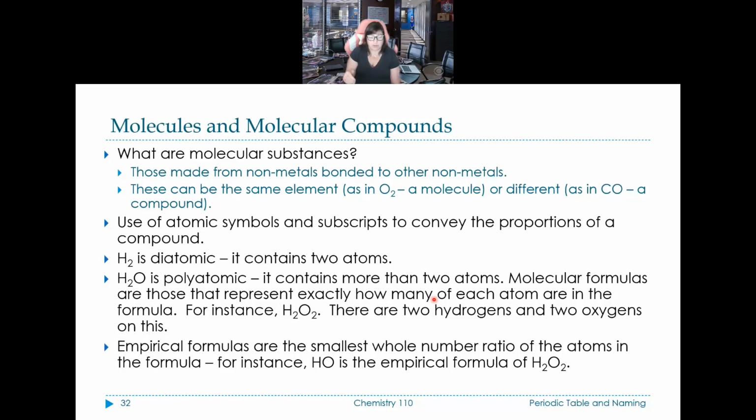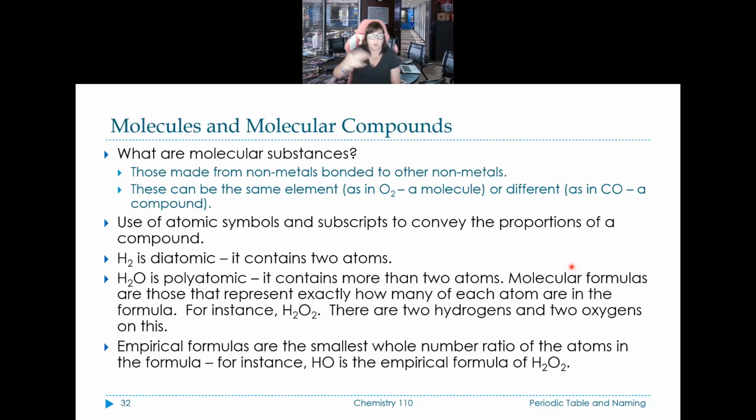The use of the atomic symbols and subscripts is to convey the proportions of the compound. So I have O, that's the symbol for oxygen, and then 2 indicating that there are 2 of them. I have C, which is the symbol for carbon, and O, which is the symbol for oxygen, 1 of each, so it's CO. Now, H2 is listed as diatomic because there are 2 atoms. H2O is polyatomic, contains more than 2 atoms. Molecular formulas are those that represent exactly how many of each atom are in that formula. Okay, so something like H2O2 is a molecular formula. It indicates that there are 2 hydrogens and 2 oxygens there.